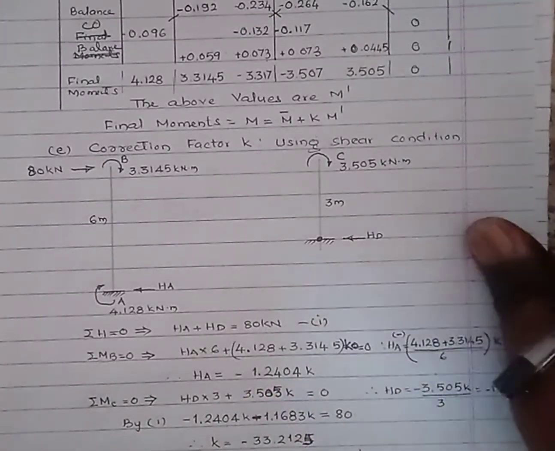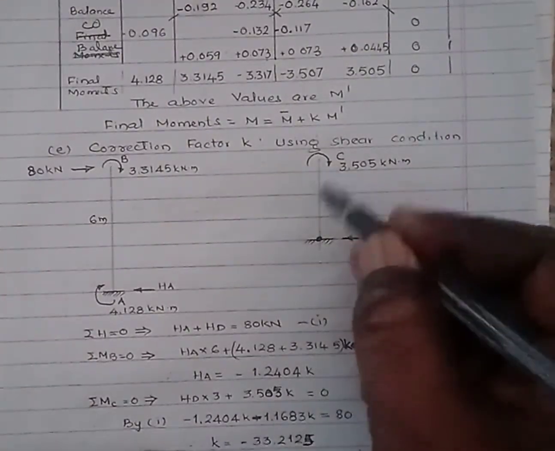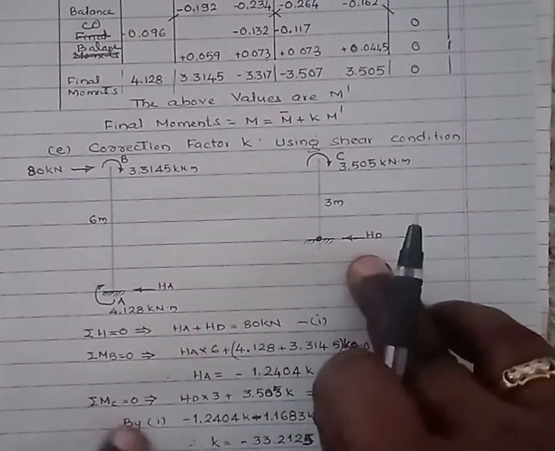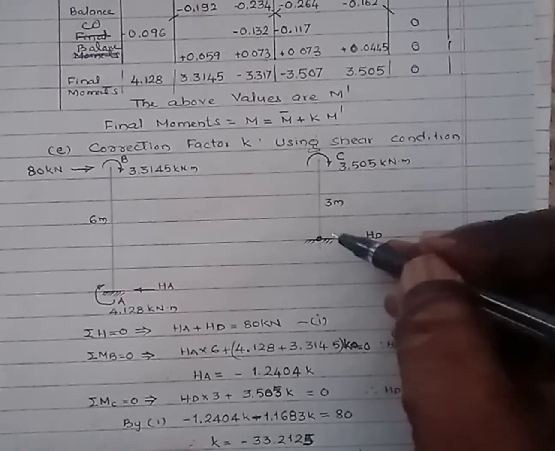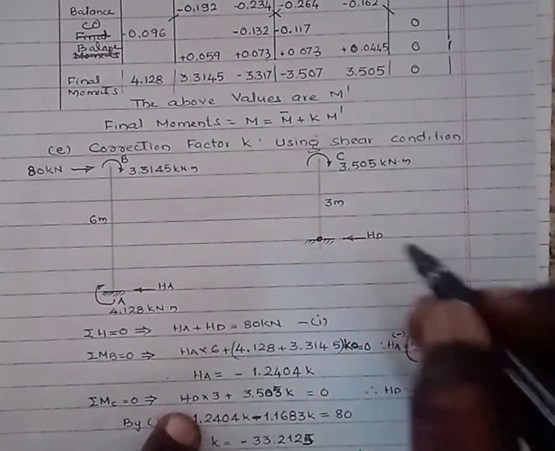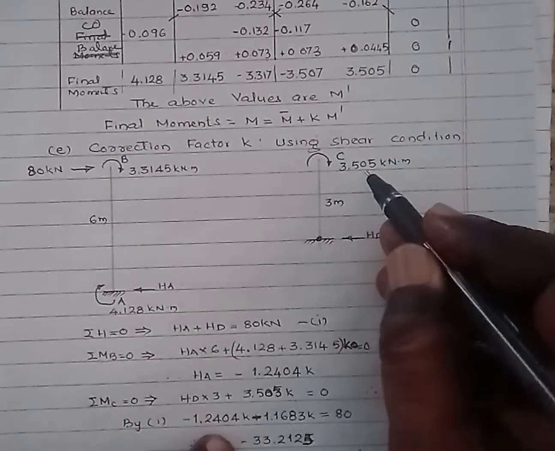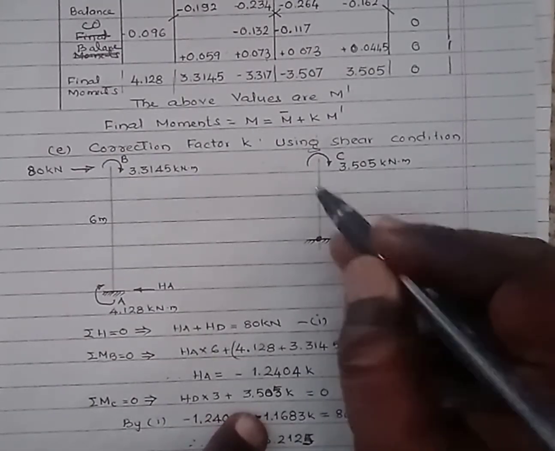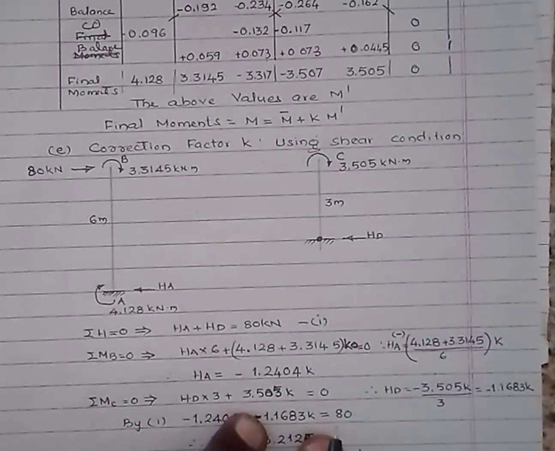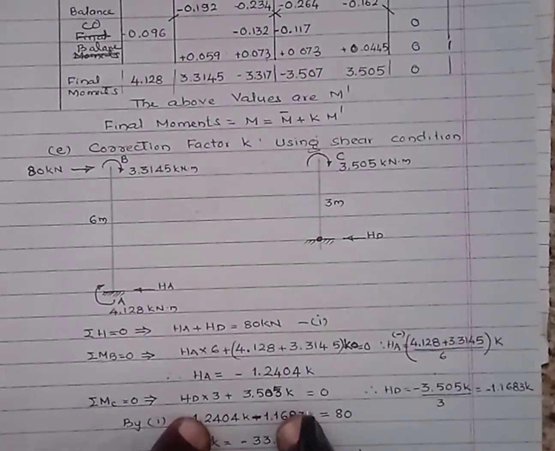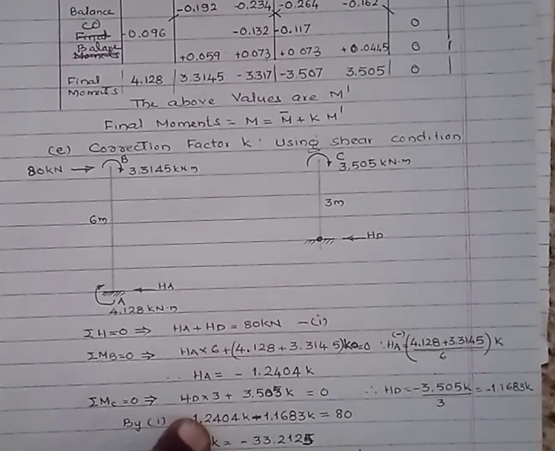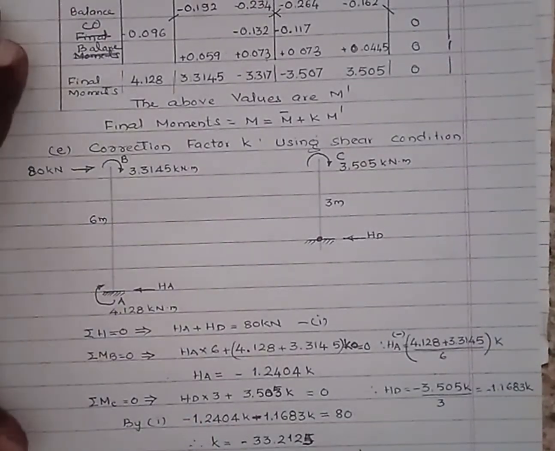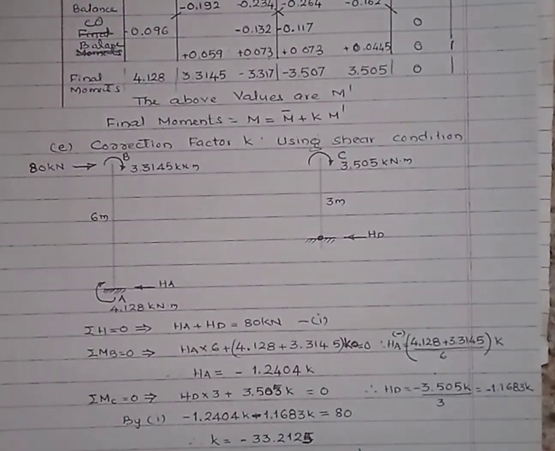Here K is the correction factor that we have to calculate. Similarly, by considering the equilibrium of moments of all the forces on the free body diagram of the vertical member CD, HD into 3, clockwise, plus 3.503, clockwise moment, into K, equals 0. Summation of the moments about C equals 0. Here this one is also an arbitrary value. Therefore HD equals minus 1.1683 K.